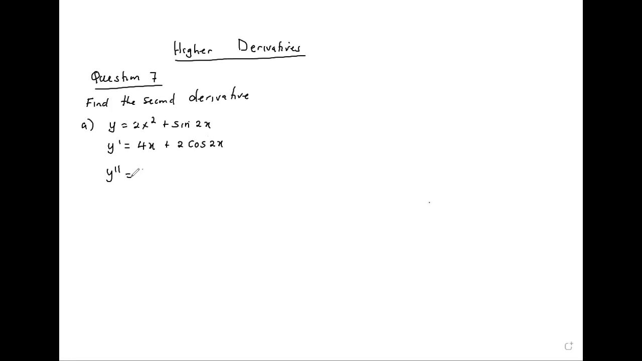So 4x, you get 4. Now it will be minus 4. Derivative of cos is of course negative, that's why you have a minus. And then sine 2x. So we have found the second derivative.